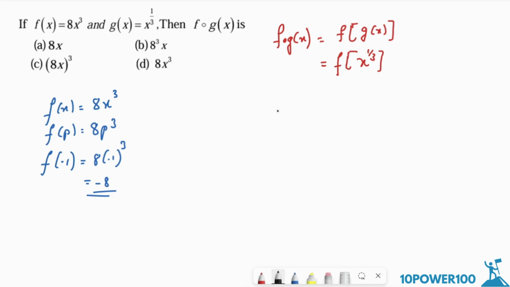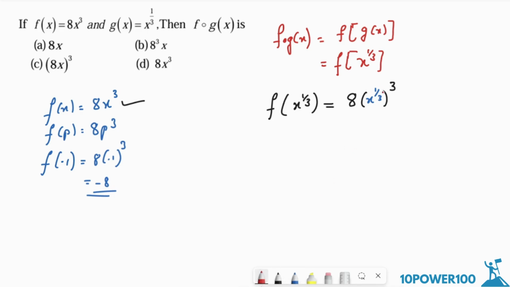Now here also, if I ask you what is f of x power 1 by 3, you will use the f of x function, that is 8x cube, but in place of x you will write x power 1 by 3. That is, 8 you will write as it is, something whole power cube. Now what is that something? That is x power 1 by 3. See, here I replaced x by p, so I wrote p cube. Here I replaced minus 1, so minus 1 the whole cube. So similarly, here I am replacing x by x power 1 by 3. That's why I wrote x power 1 by 3 in place of x.